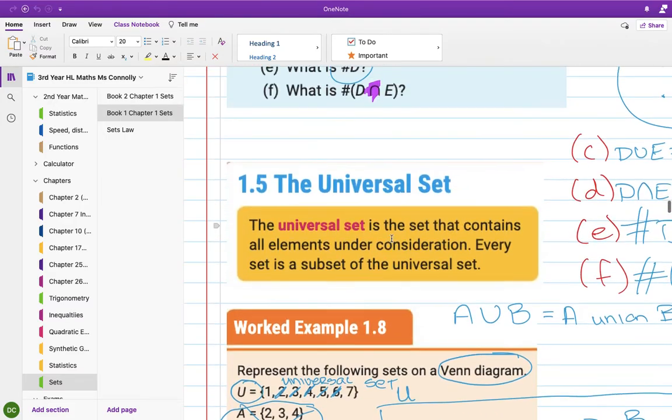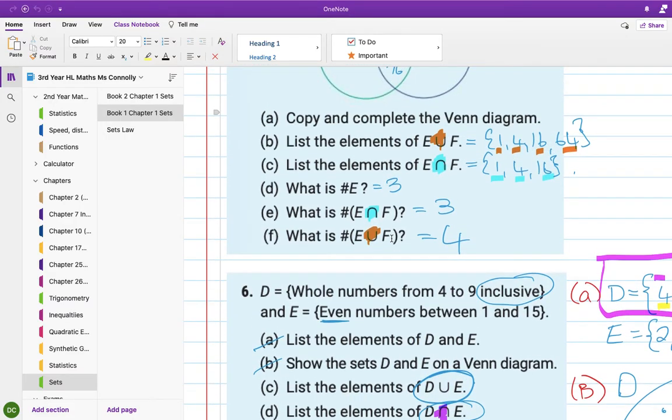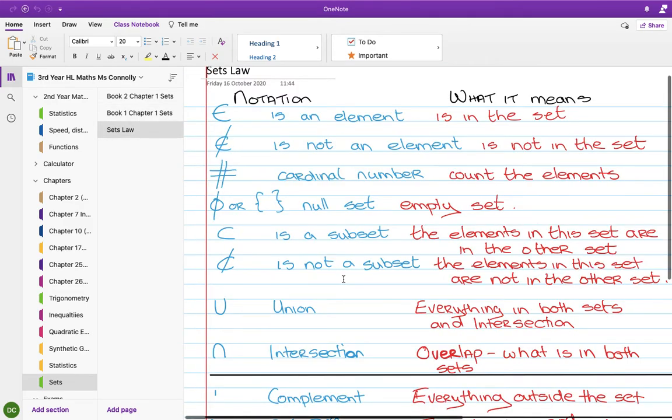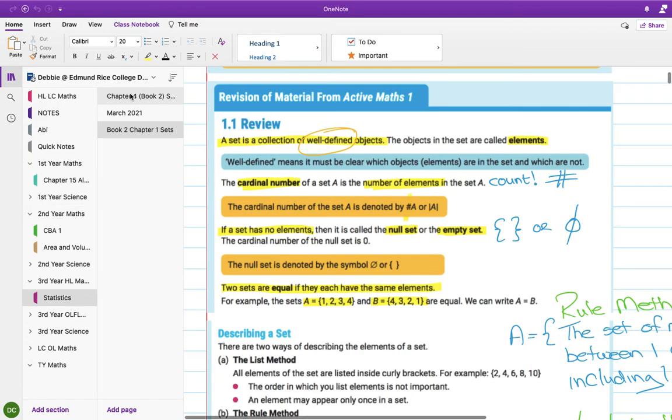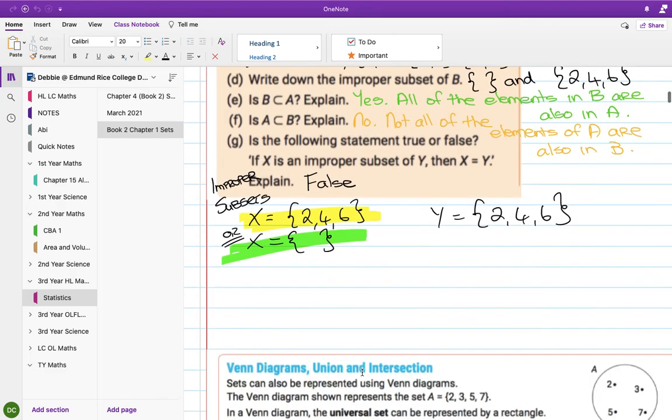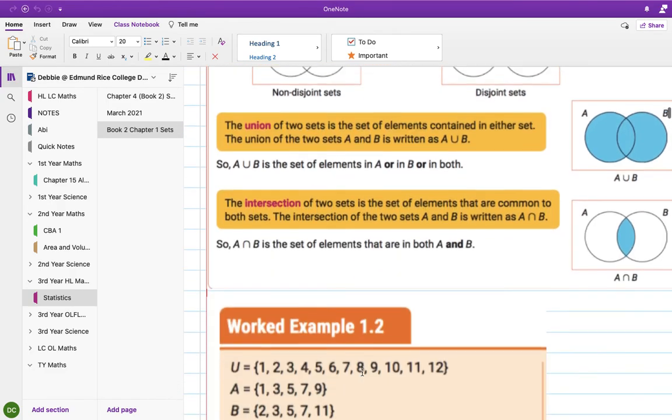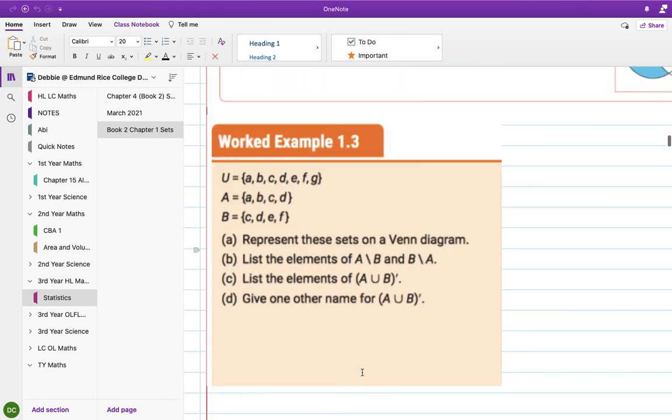This would have been the first, possibly the second thing you did in first year, so it's been a while. And then these set laws, this page is so important, so you need to take it down, you need to have it in your copy, it needs to go into your revision notes. It's really, really important. So I'm not giving you any homework so that you can do all that revision, and we will complete this review of sets on Wednesday.